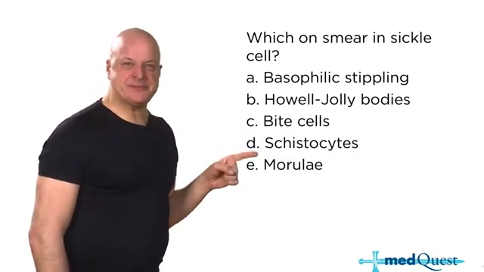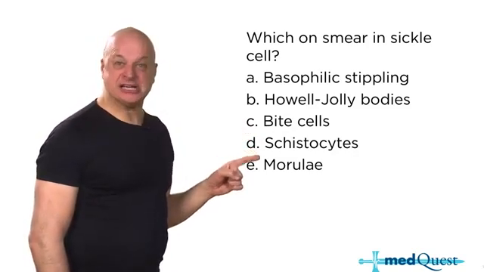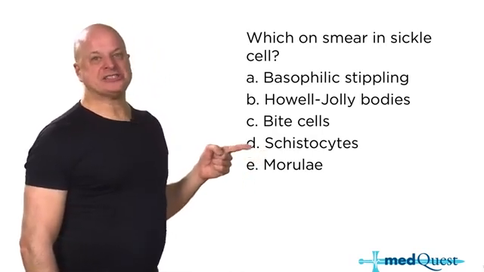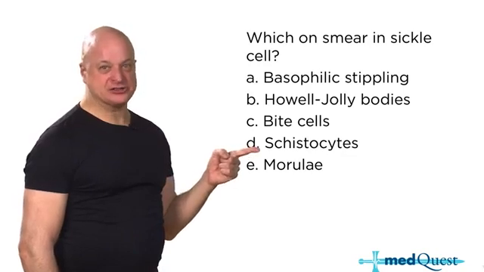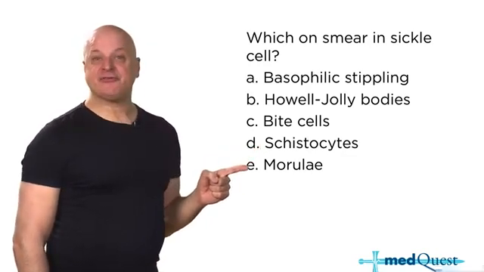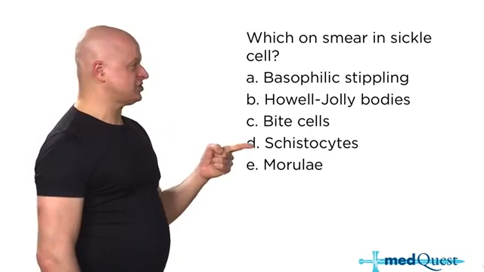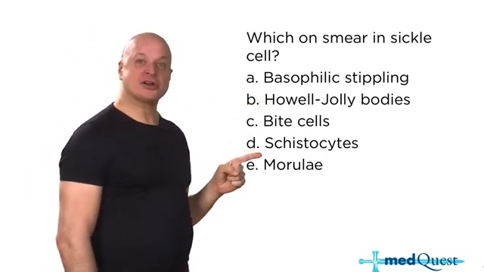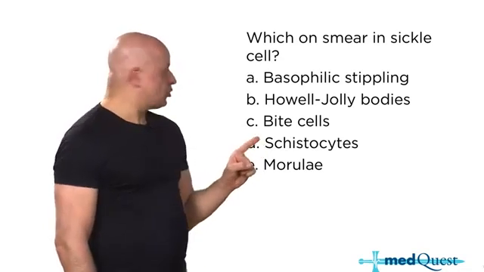Schistocytes is DIC-TTP-HUS. That's intravascular hemolysis, also known as helmet cells, fragmented cells, schistocytes. Three or four different ways of saying the same thing: schistocytes, helmet cells, fragmented cells, or my favorite long word, microangiopathic hemolytic anemia.